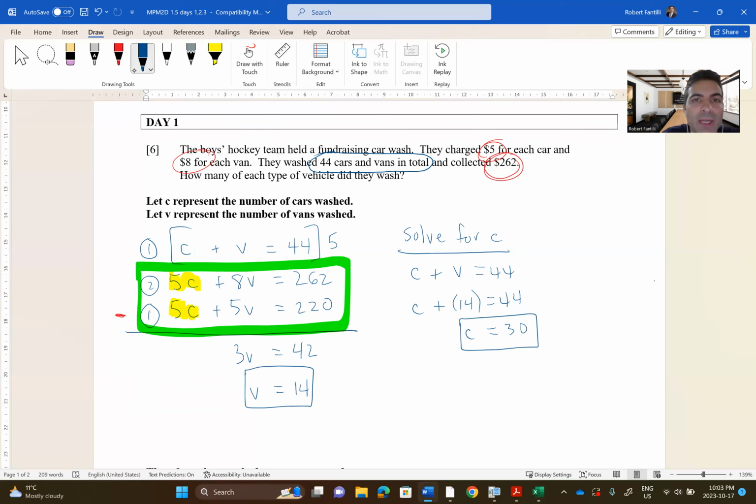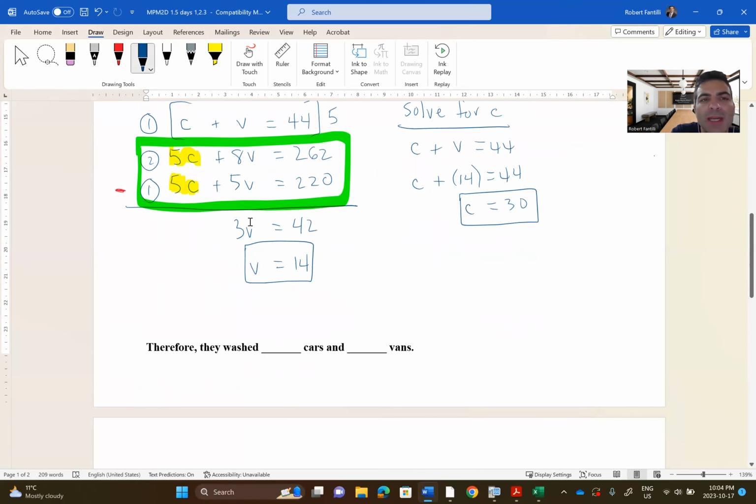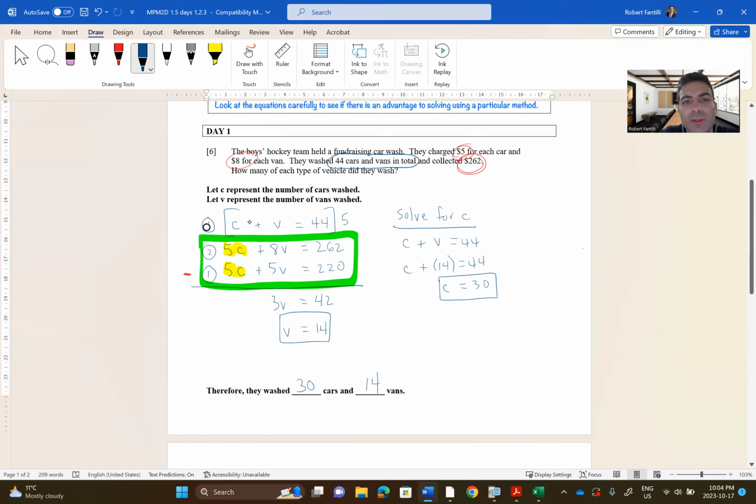And you may remember, in order to complete a proper word problem, you need to communicate effectively. One way to remember that is LEST, L-E-S-T. L for the let statement, we got that. E for the equations, we've got those there highlighted in green. S to solve the equations, and we just solved for V and C. And T for therefore. So I went ahead and drafted a bit of a therefore statement to save time in the video. And therefore, they washed 30 cars and 14 vans. That's your complete word problem solved using LEST: let statement, equations, solve the equations, therefore statement, and all your communication marks.